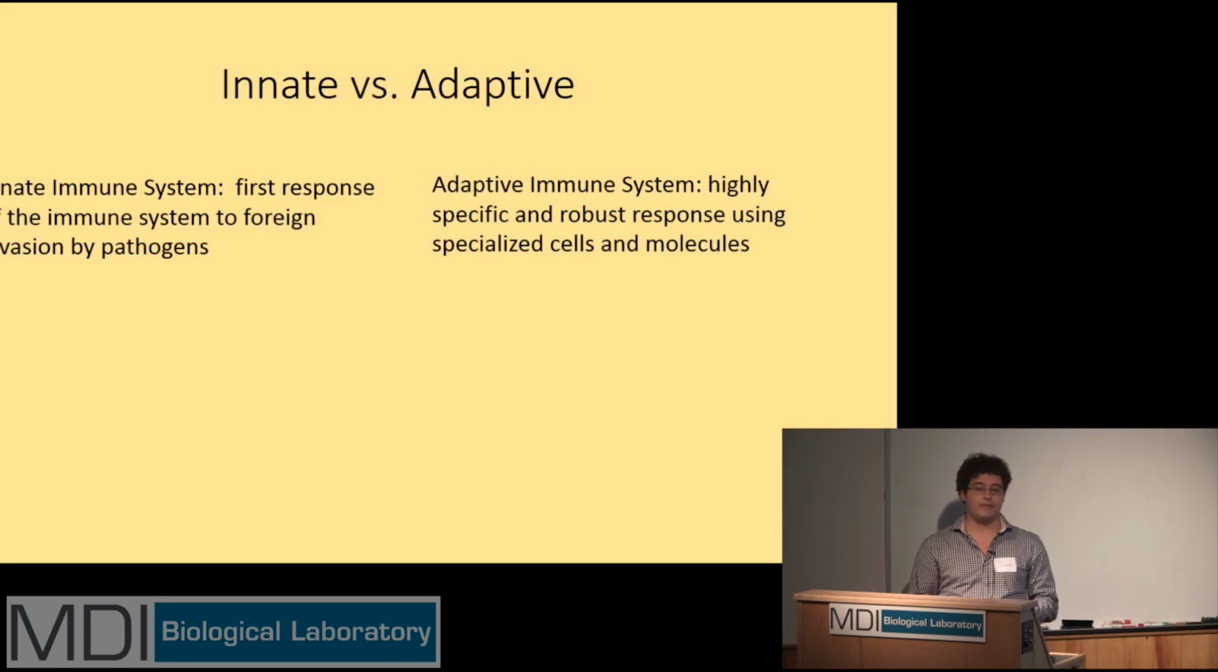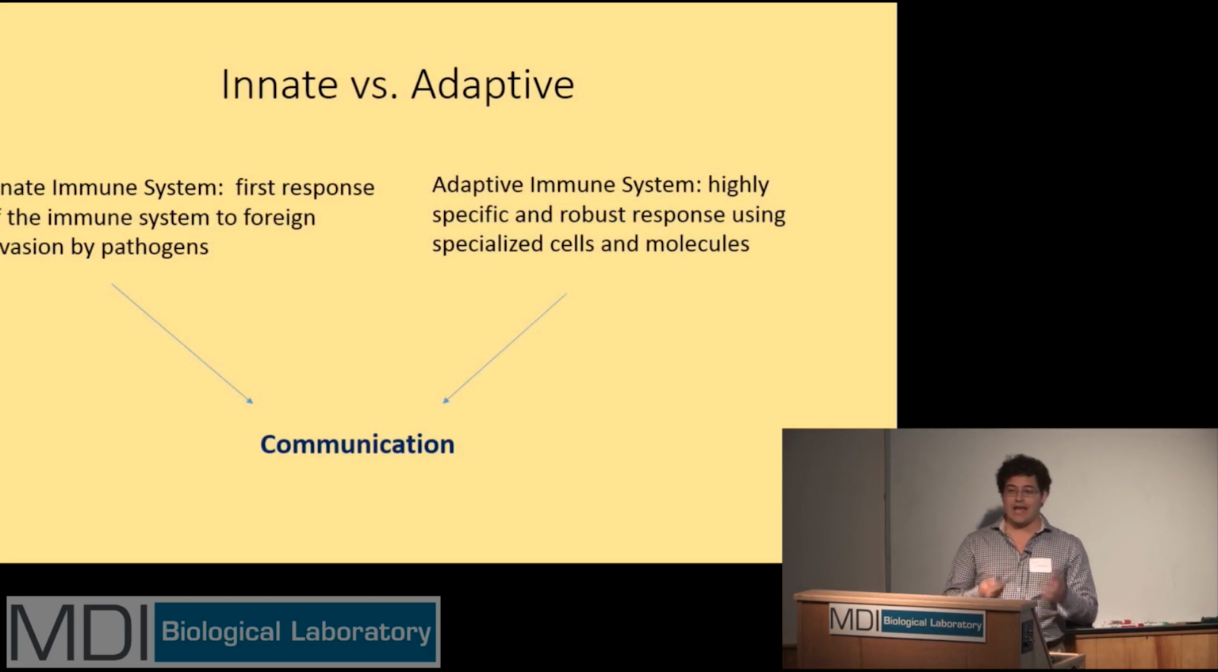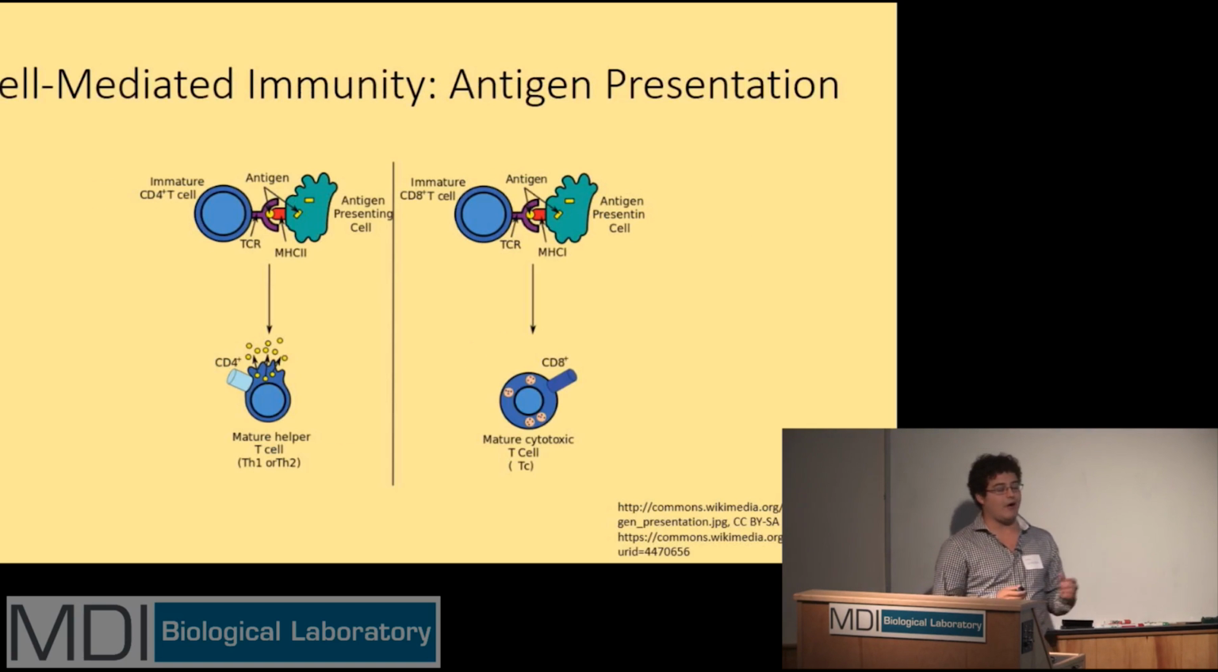And even though they're different, something very important has to occur between both of them for this response to actually occur. And that's for them to communicate. And this happens through antigen presentation. So this is a schematic that will show you how antigen presentation occurs at a physical level.